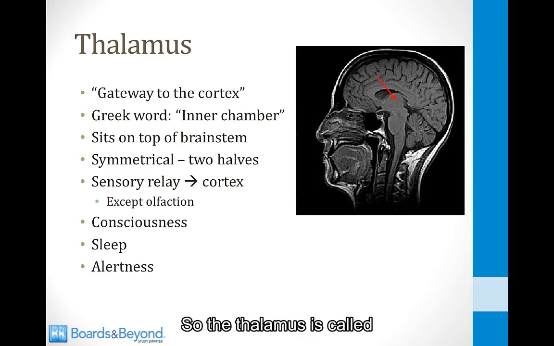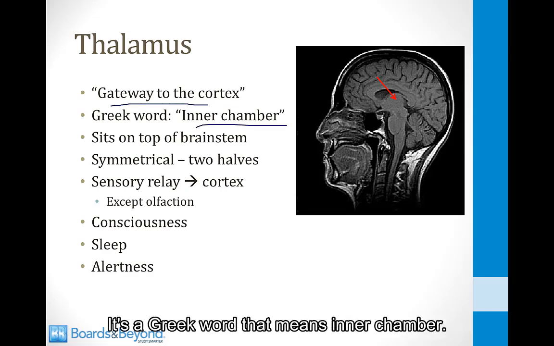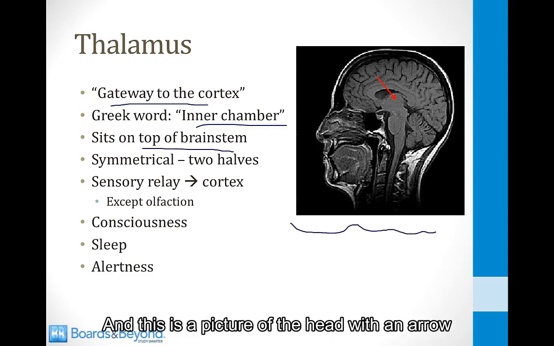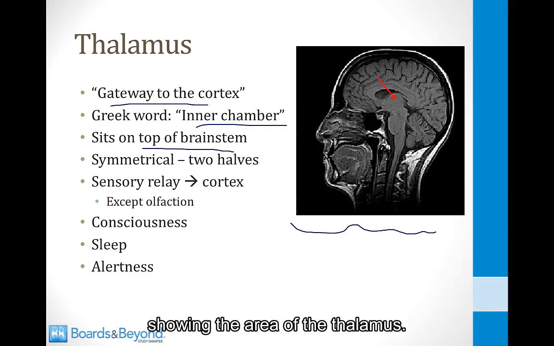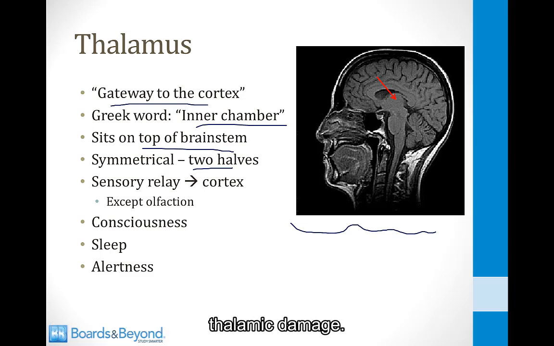So the thalamus is sometimes called the gateway to the cortex because all the sensory information goes through it to get to the brain. It's a Greek word that means inner chamber, and it sits right on top of the brainstem, and this is an MRI picture of the head with an arrow showing the area of the thalamus. It's symmetrical, so there are two halves, and you can have right-sided thalamic damage or left-sided thalamic damage.